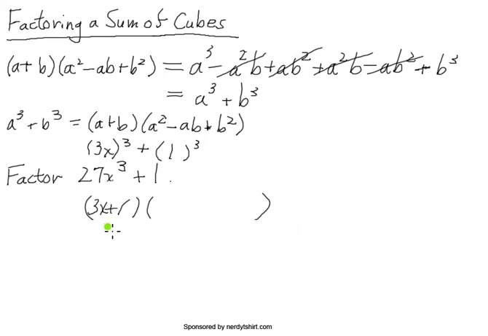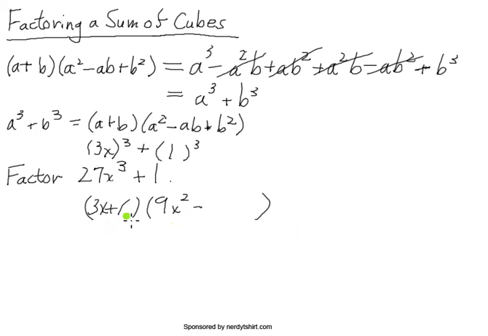So the pattern is that the trinomial starts with the square of the first thing from the binomial. Well, the first thing from the binomial is 3x. The square of 3x then is 9x squared. So that leads things off. Then, opposite sign from the binomial. It was a plus here, so there's our minus.